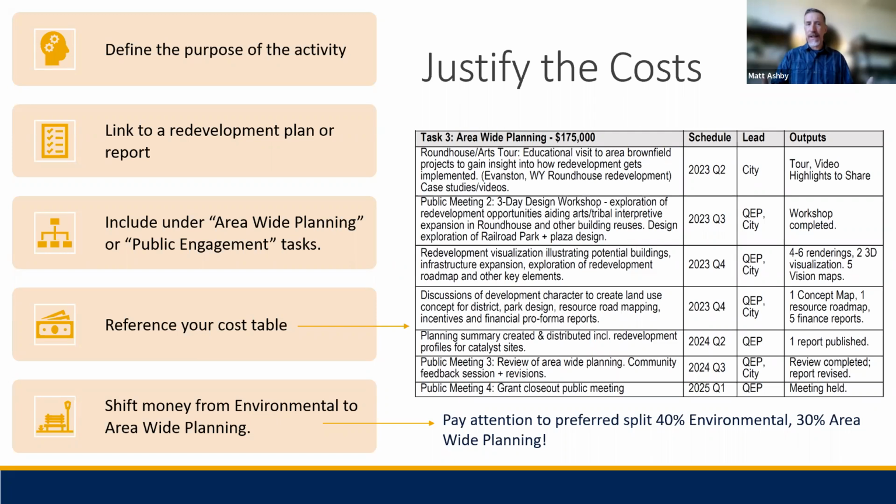All of these activities could qualify under area-wide planning. And so when you're not sure what to call it, EPA understands the term area-wide planning, and you can say, yep, that's where it fits. Be sure to reference your cost table in your grant. So specifically in this application, area-wide planning was about $175,000 of the overall grant request.